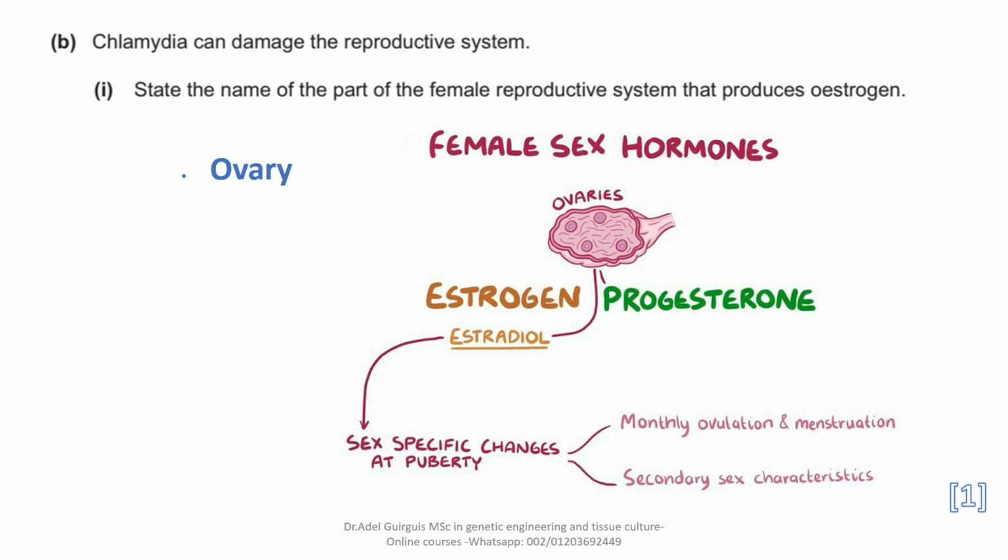Estrogen, sometimes called estradiol as its chemical name, is responsible for what? Sex-specific changes at puberty, I mean secondary sexual characteristics. Also, both estrogen and progesterone are responsible for monthly ovulation and menstruation during the cycle.